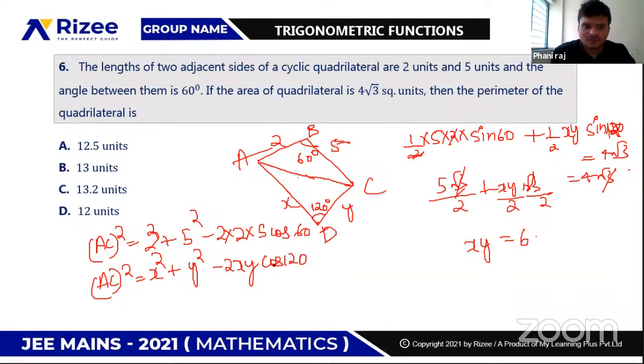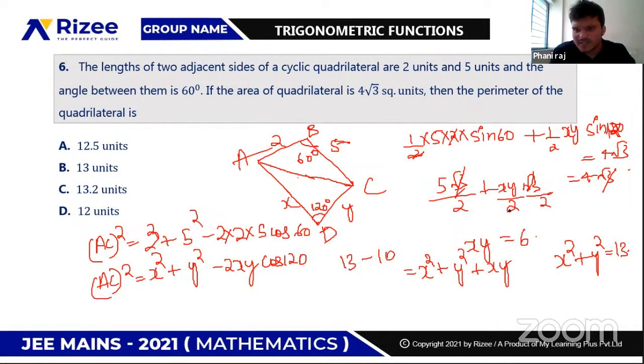Now you see, equate both. What do you get? 2 square is 4, so 13 minus 10 cos 60, which is 1 by 2, equals x square plus y square plus xy. So when you substitute all these things, what do you get? x square plus y square equal to 13. By inspection, 9 plus 4 is 13, and 2 into 3 is 6. So you get x equal to 2 and y equal to 3. If x equal to 2 and y equal to 3, what is that? 2 plus 5 plus 2 plus 3, 8 plus 7, 9, 9 plus 12. So this is the correct answer.